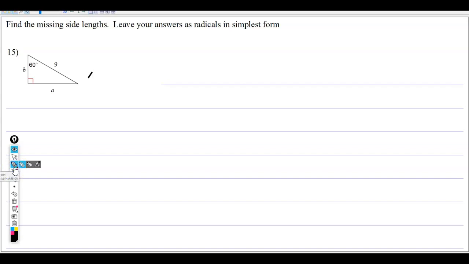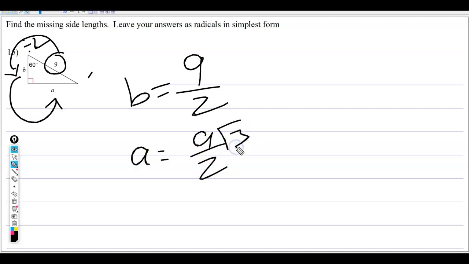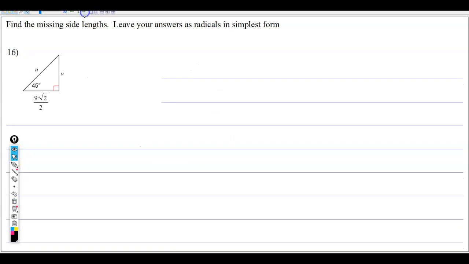Okay, now in this problem, we are given the hypotenuse. If you want to go from your hypotenuse, what you have to do first is go to your short leg, and you do that by dividing by 2. So b is equal to 9 over 2. And then to go from your short leg to your long leg, you multiply that by the square root of 3. So 9 over 2 multiplied by the square root of 3 would be 9 radical 3 over 2. Pretty straightforward.